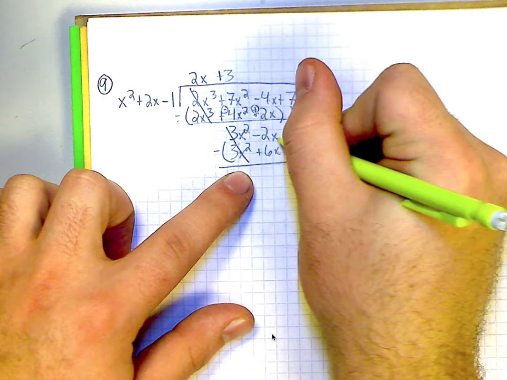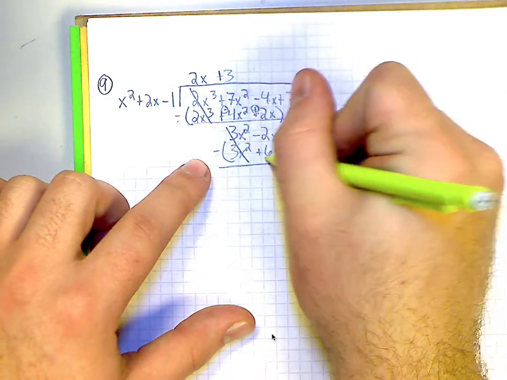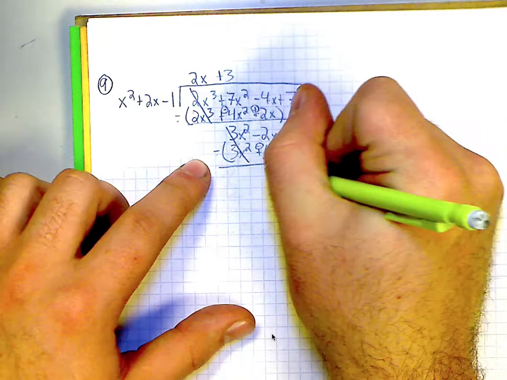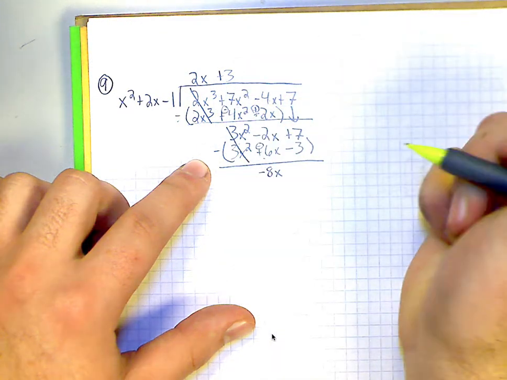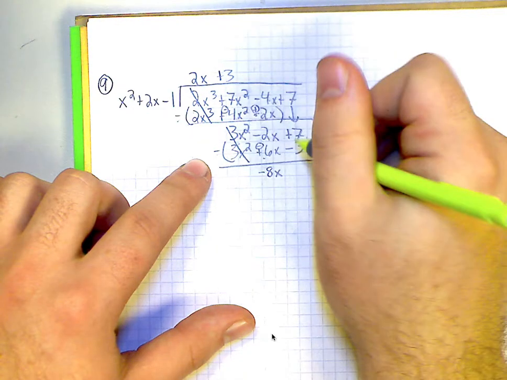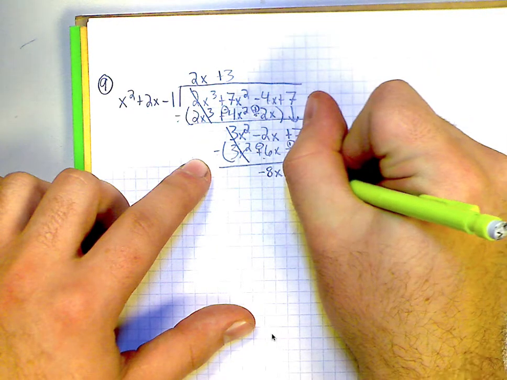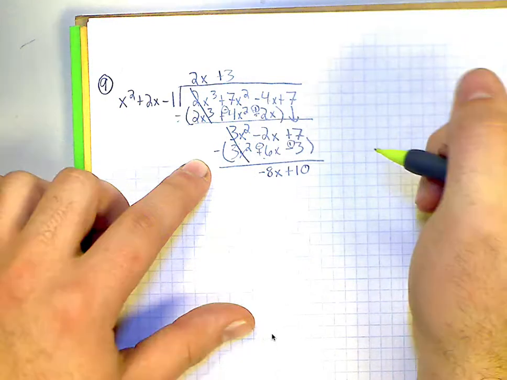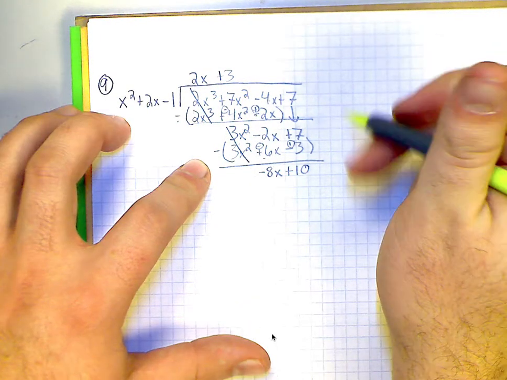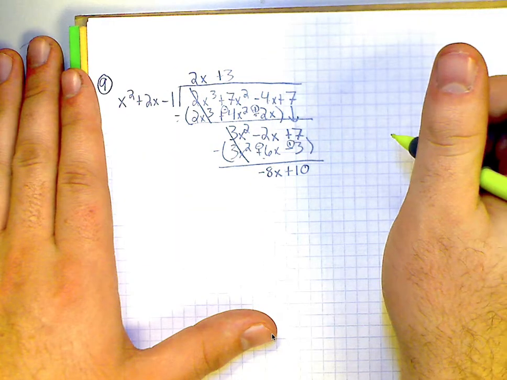I have a negative 2x minus a 6x, so I really am subtracting there. That's going to give me a negative 8x, and I'm adding to that 7 minus a negative 3, which is like adding, so I had a positive 10. Okay. I now have my answer, but this one looks a little bit weird.